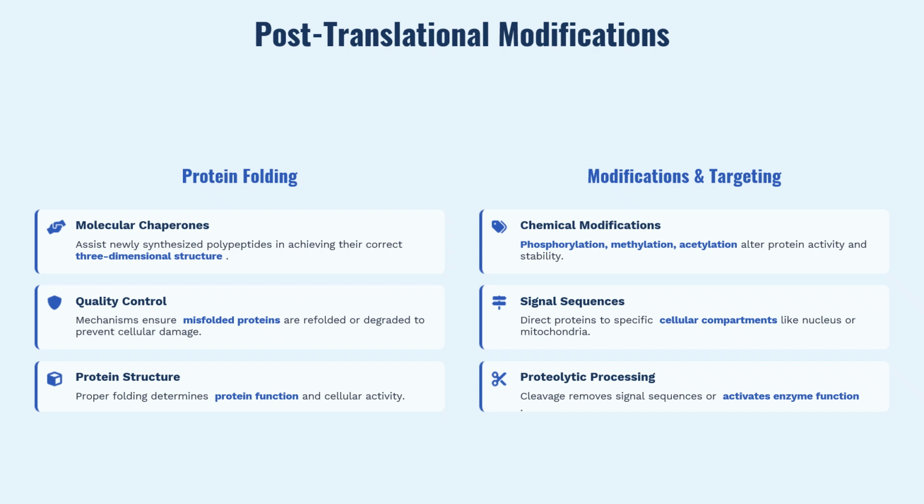Quality control mechanisms ensure that misfolded proteins are either refolded or degraded to prevent cellular damage. Understanding post-translational modifications helps explain how the relatively small number of genes in an organism can produce the vast diversity of proteins needed for cellular function.